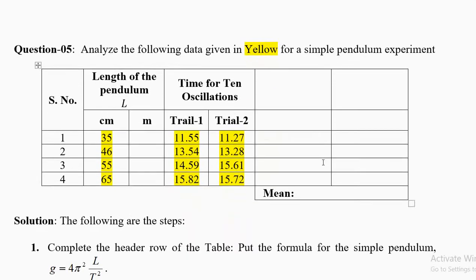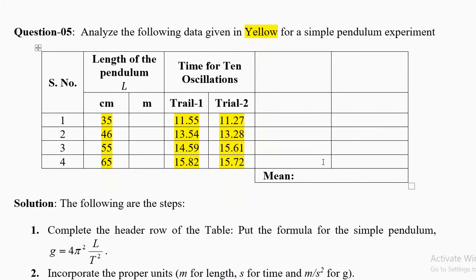Now this fifth question is the most important question. Other questions you can learn from the book. This is related to your lab. Now in the lab, you will measure the distance in centimeters, the length of the pendulum, change this to meters. I'll explain in the next table.